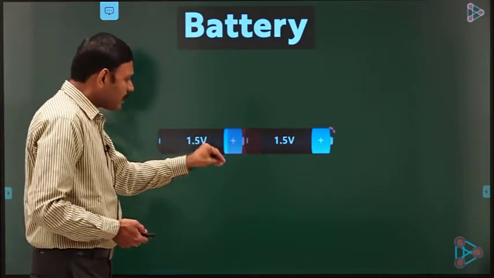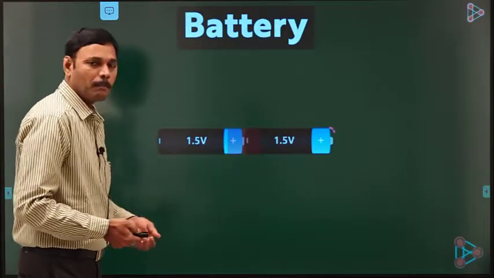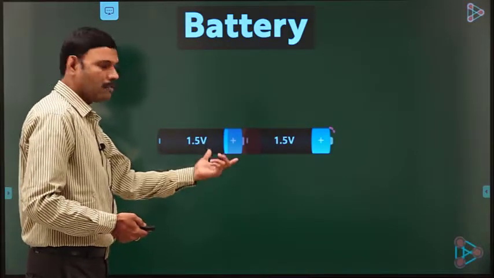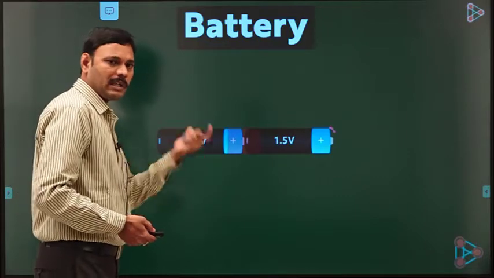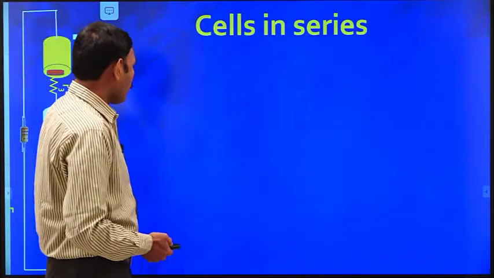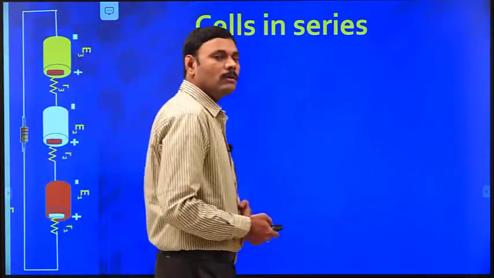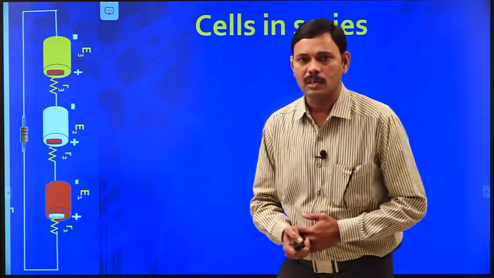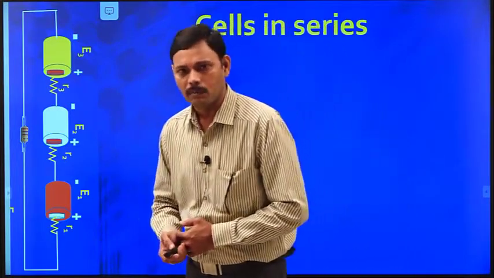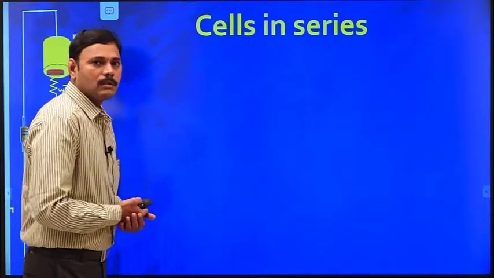Just I am explaining, if series combination of cells takes place as shown in the diagram, the net voltage given by the combination is the sum of the voltages of the cells in series combination. So that's what we observed in the previous video about the basic structures of series combination and parallel combination of cells. Let us continue with the cells in series combination.